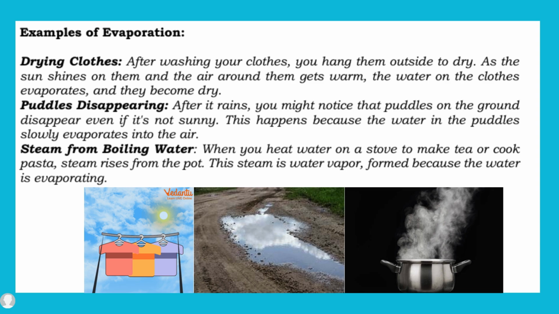After it rains, you might notice that puddles on the ground disappear even if it's not sunny. This happens because the water in the puddles slowly evaporates into the air. And the last one is the steam from boiling water. When you heat water on a stove to make tea or cook pasta, steam rises from the pot. This steam is water vapor, formed because the water is evaporating.